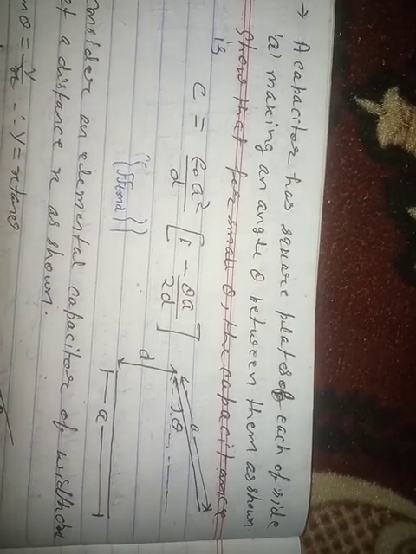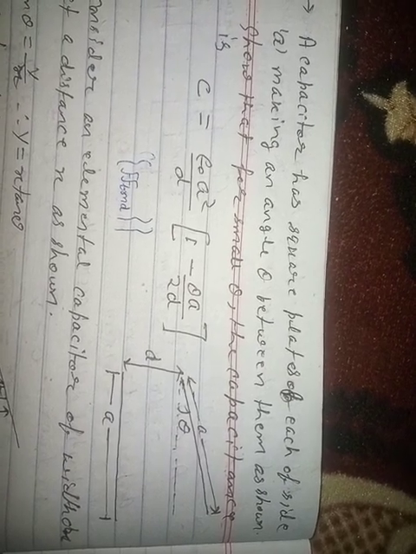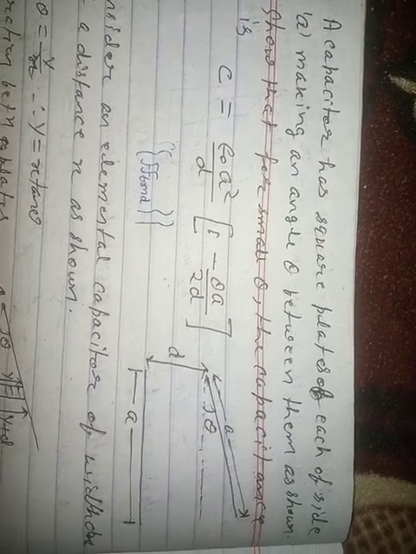A capacitor has square plates each of side A, making an angle theta between them as shown. So that for a small theta, the capacitance is C equals epsilon naught A square by d into bracket 1 minus theta A by d.